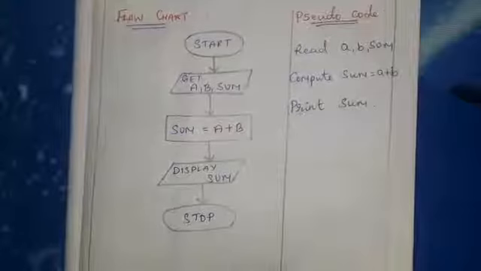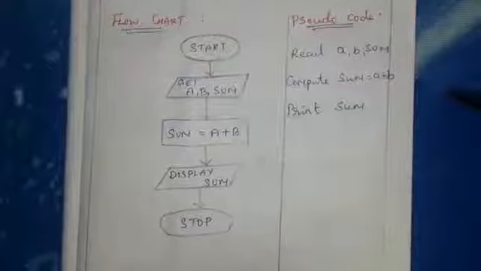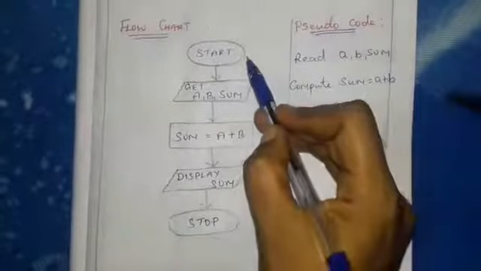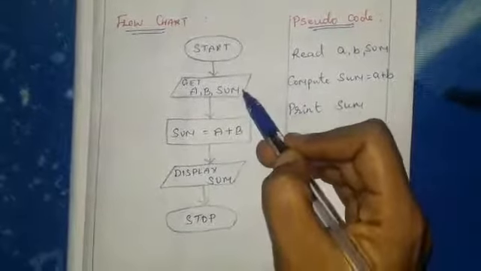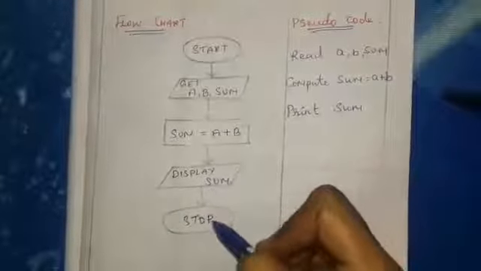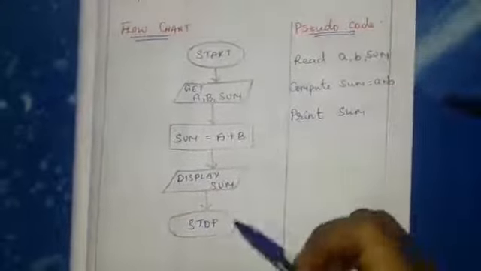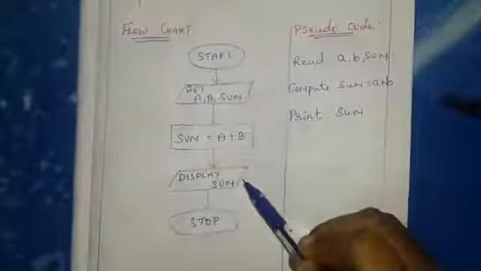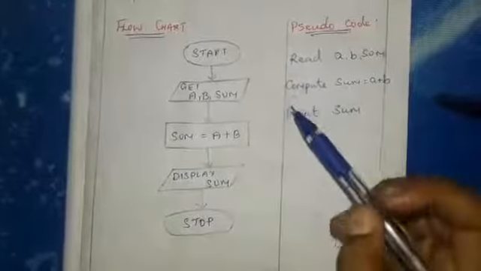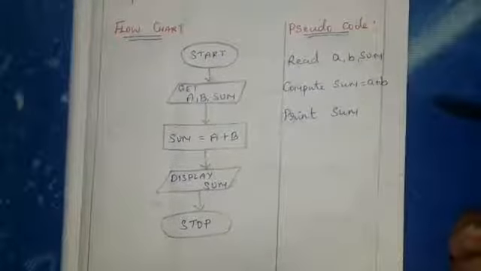Next is the flowchart for the same question, sum of two numbers. This is the pictorial representation of the algorithm. So start, get a, b, sum. Sum is equal to a plus b. Display sum and stop. The symbol used for start and stop is the oval symbol. Then the input and output symbol. Calculation is done through a rectangle. The flow of control is given using the arrows. This is the flowchart for sum of two numbers.